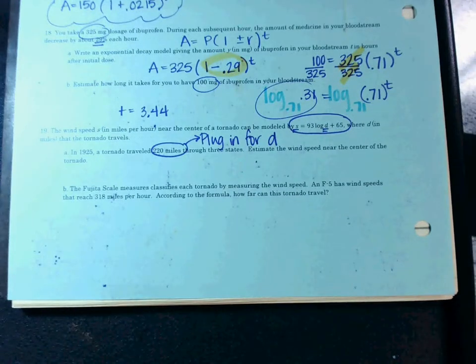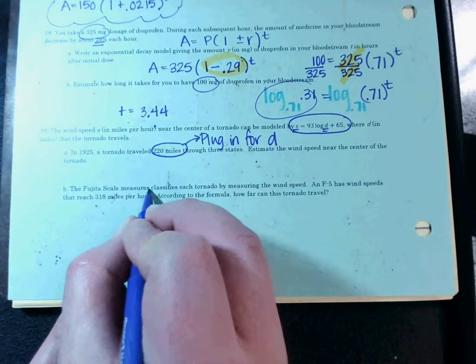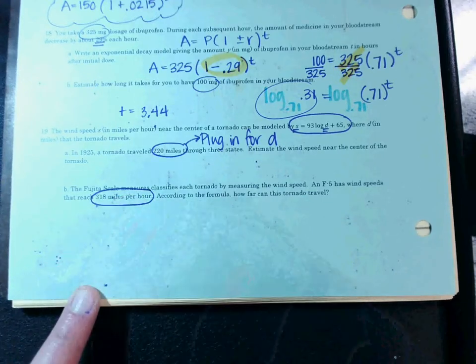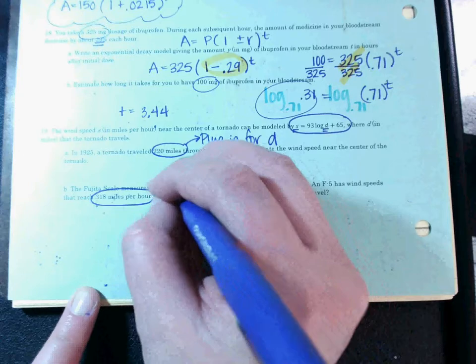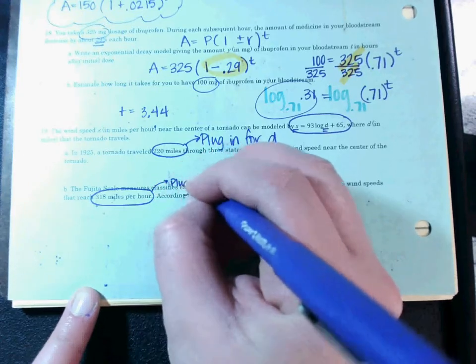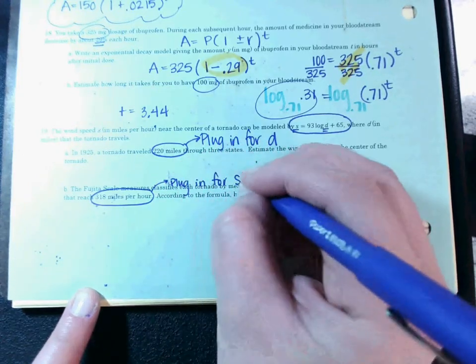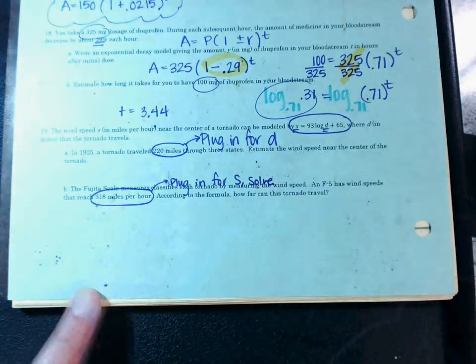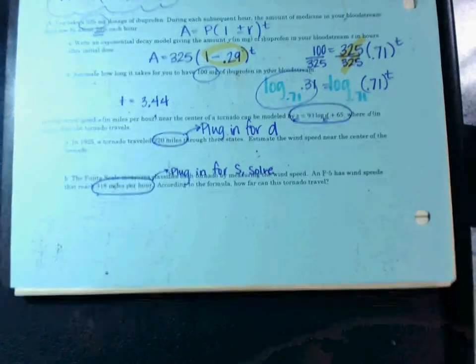Then look at the second one. It says the Fujita scale classifies each tornado by measuring the wind speed, and F5 has 318 miles per hour. According to the formula, how far can it travel? Where would you plug in 318 miles per hour? For the D or the S? For the S. And then you're going to have to solve. So I'll help you with part B, you'll do part A on your own.